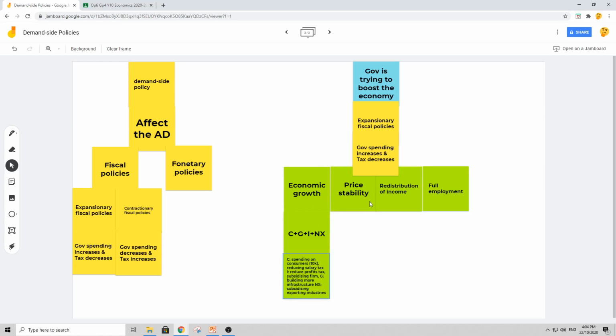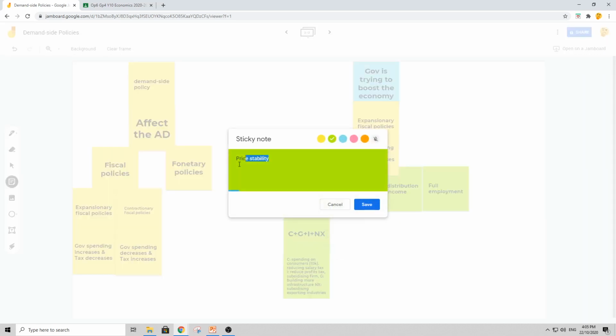So if we are aiming for this objective, where the government is trying to boost the economy, what will happen to price stability? Come on, guys. Inflation. What kind of inflation? You need the terminology. Yeah, demand-pull inflation. If you do that, you will see demand-pull inflation possibly, because AD is increasing.